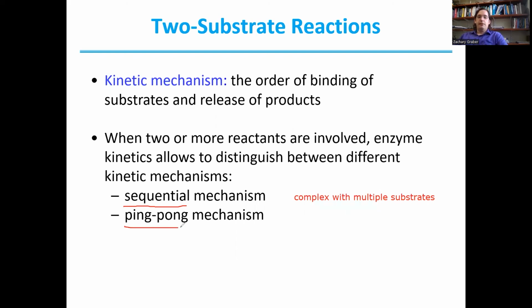Our other main possibility is a ping-pong mechanism. So in this case, we have a transient modification of the enzyme. So we'll have one substrate that will initially bind to our enzyme and then modify our enzyme, and then it will be released, and we'll have our second substrate that will come in and interact with that modified enzyme before restoring our enzyme to its original structure.